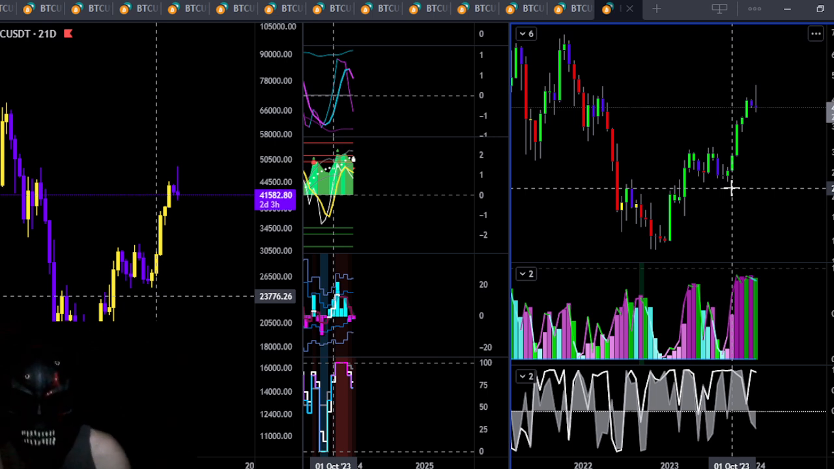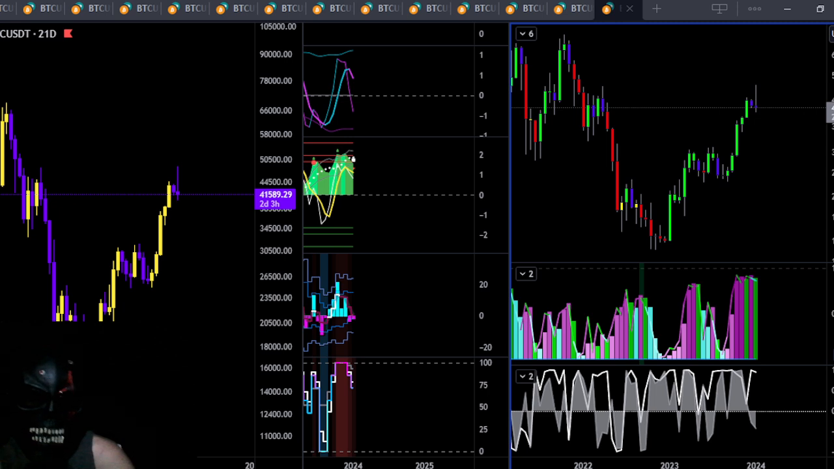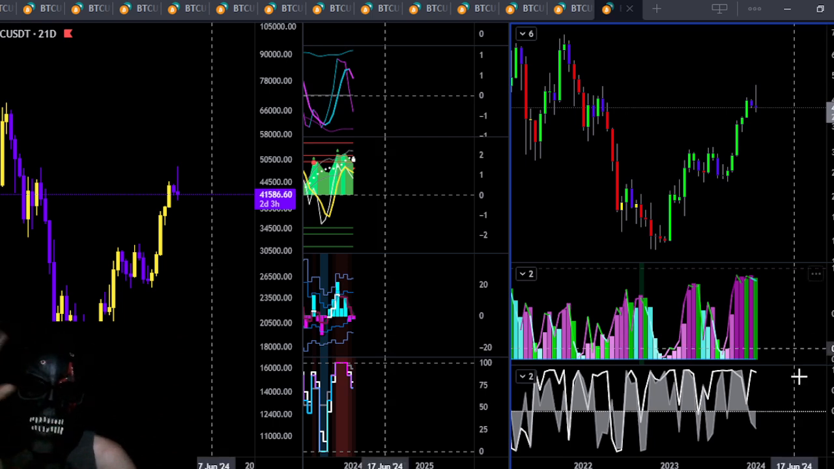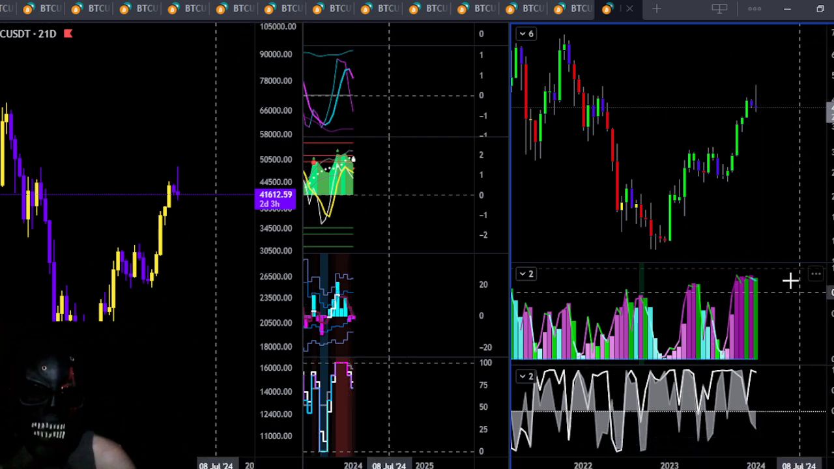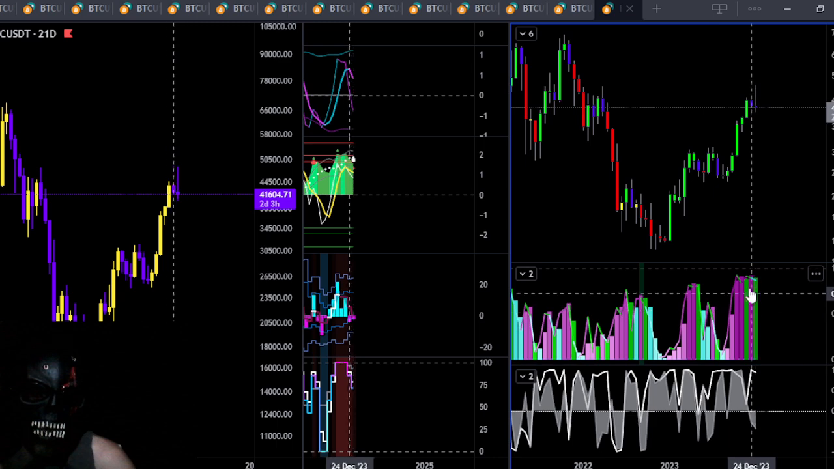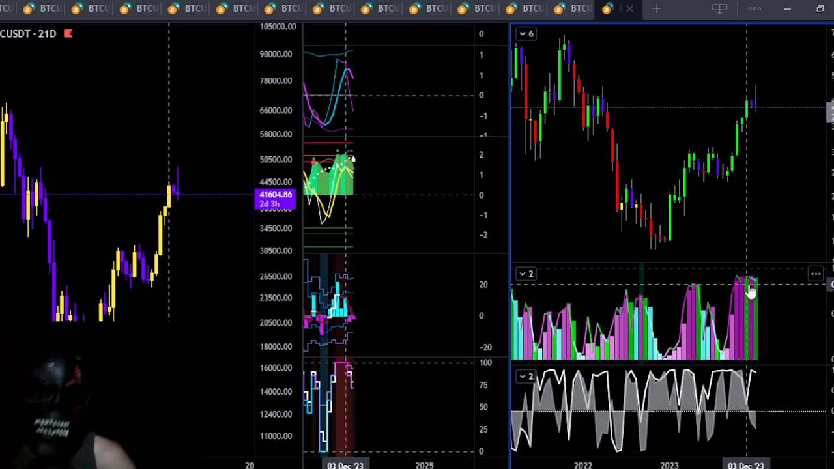Considering people don't really know what mean reversion is, I hear it popping up on some very high-end streams, but they can't define it. So we'll define it here on Bitcoin. So let's get into it. We're going to work the 21 day all the way down to the 1 minute, and we're pretty much looking at this indicator here. We're looking for the direction of volatility.